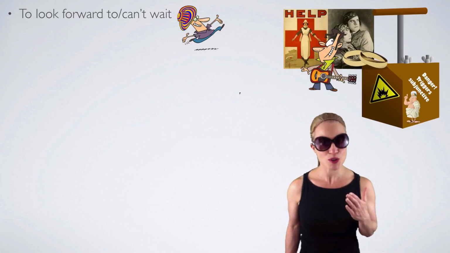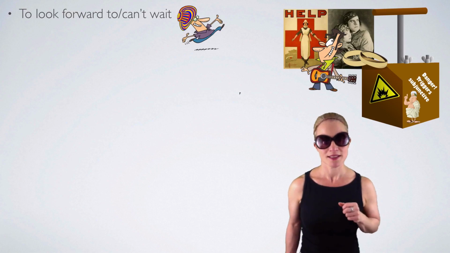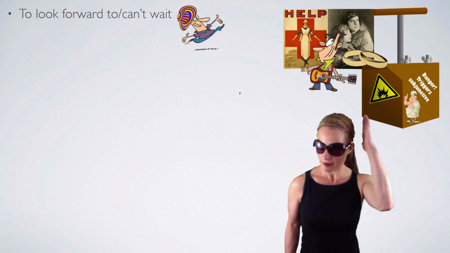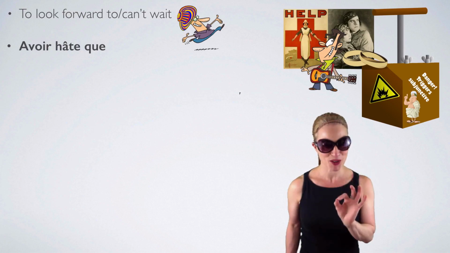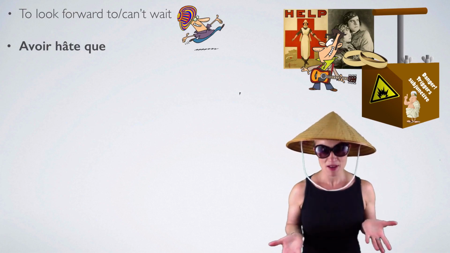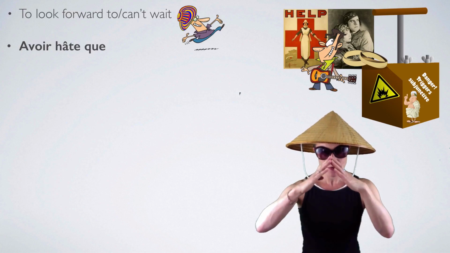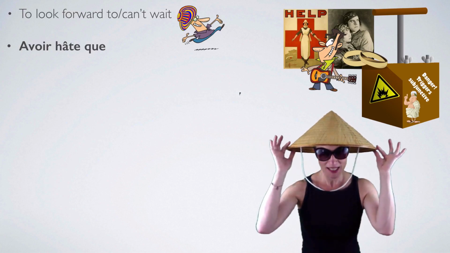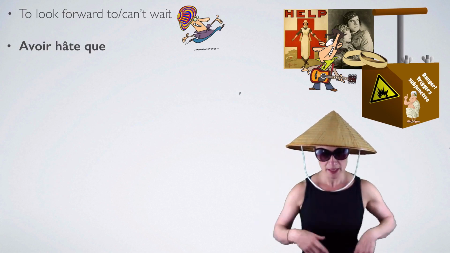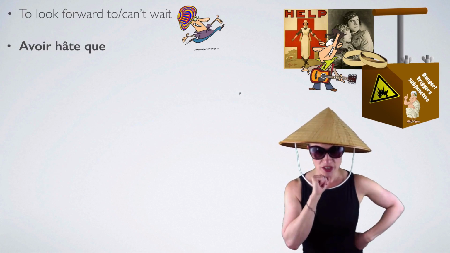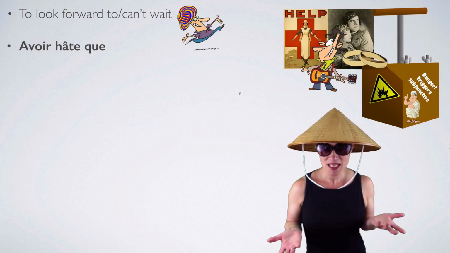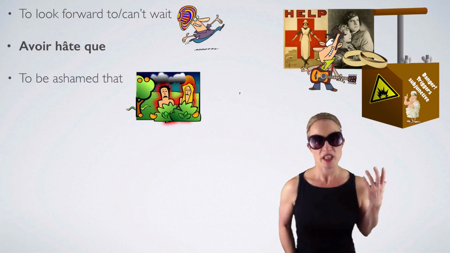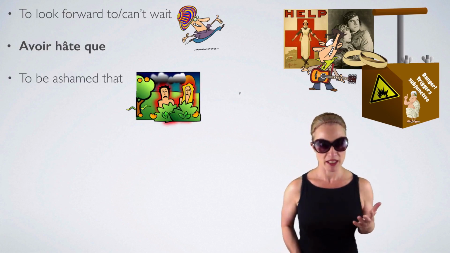To look forward to. Can't wait. Here we have somebody wearing a big hat. Avoir hâte que. And remember that circumflex accent that looks like a Chinese hat, un chapeau chinois, means, did you know, in the old French there used to be an S after this letter? So now you can see the word haste. To be ashamed that, here we have Adam and Eve.